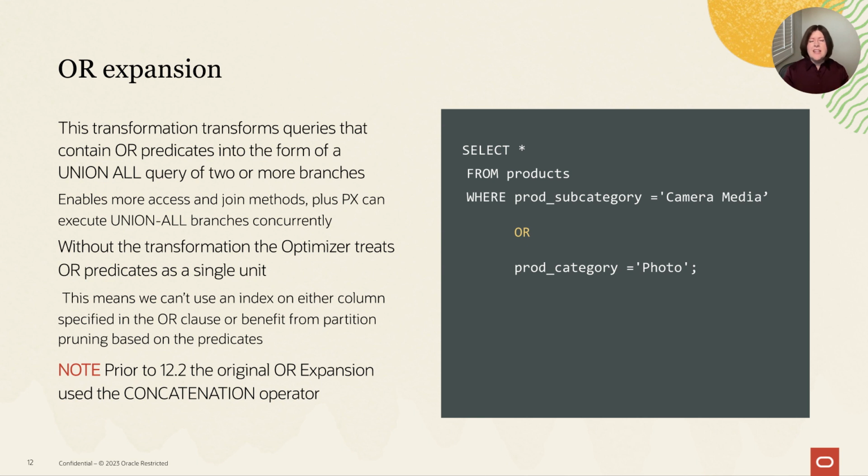By transforming the query with OR expansion, what I'm looking to do is open up those access methods, be able to use indexes, but also improve the efficiency of the query by allowing me to execute multiple branches of that OR statement concurrently. So what we're going to see in the plans I'm going to show you over the next couple of slides is that the transformation will use a union all statement. However, if you're on an older version of Oracle, if you're on 12.2 or below, you'll actually see the word concatenation in the plan rather than union all.